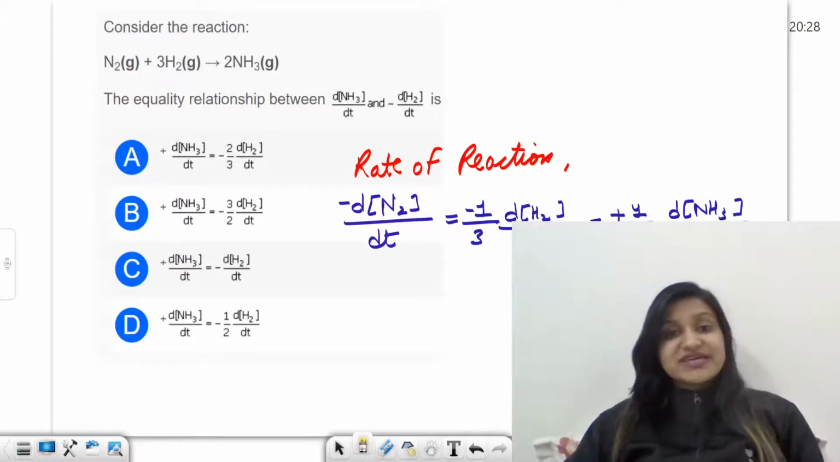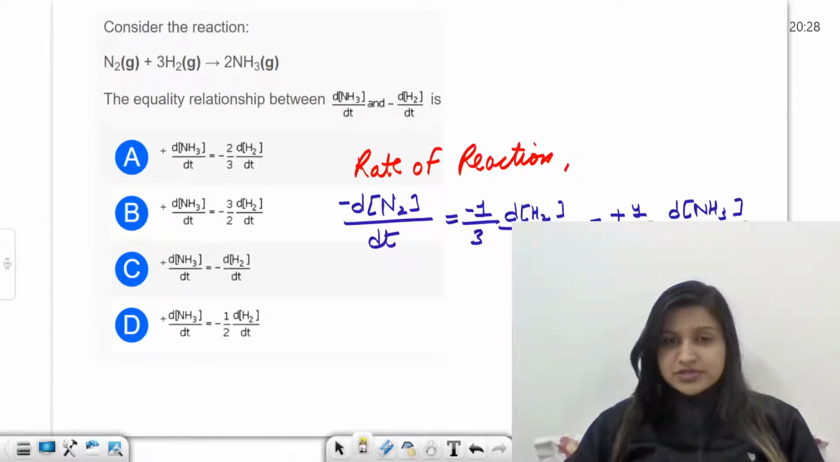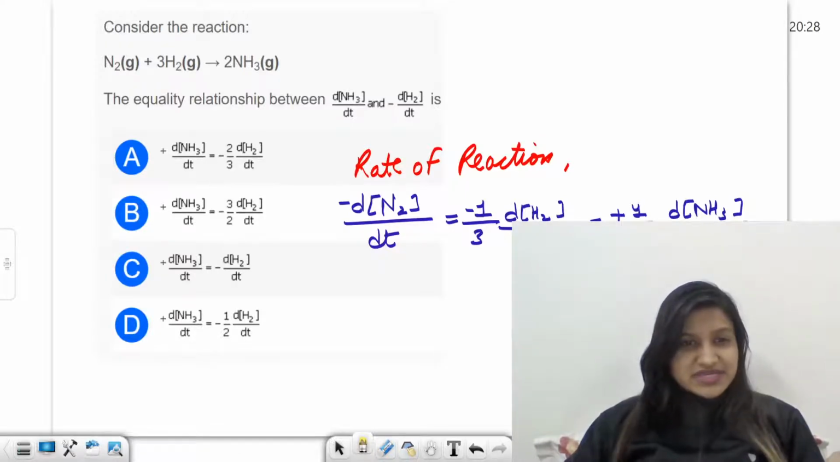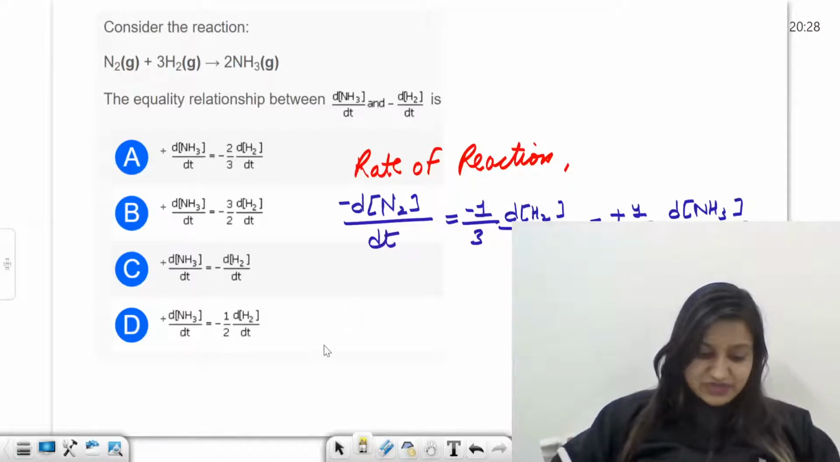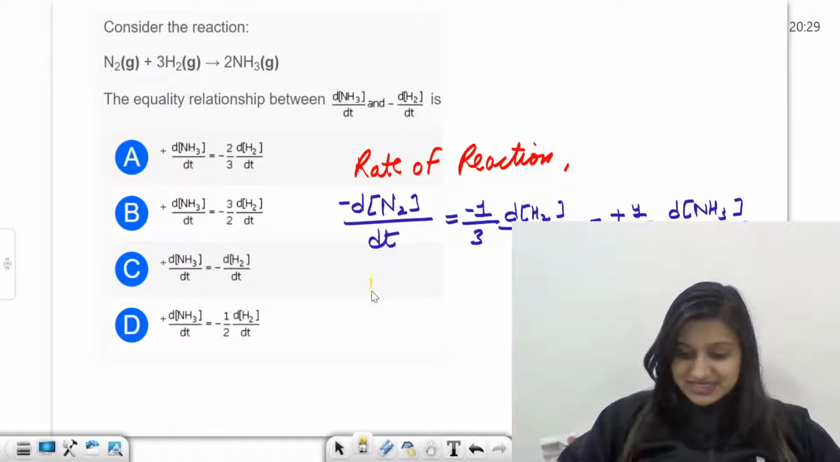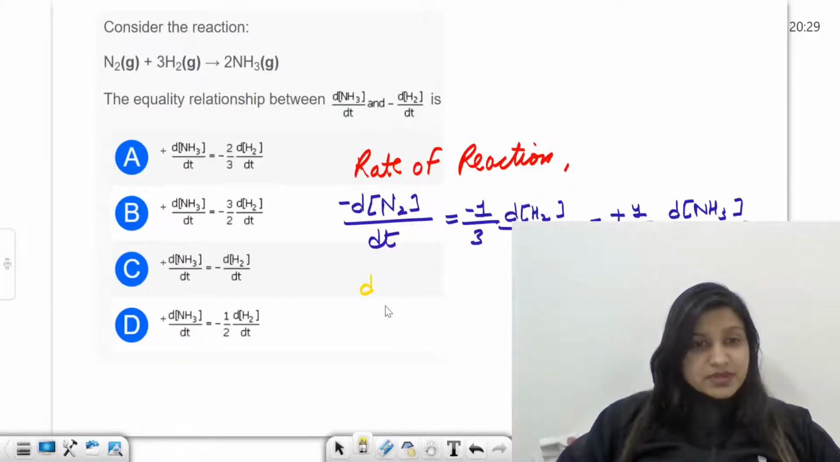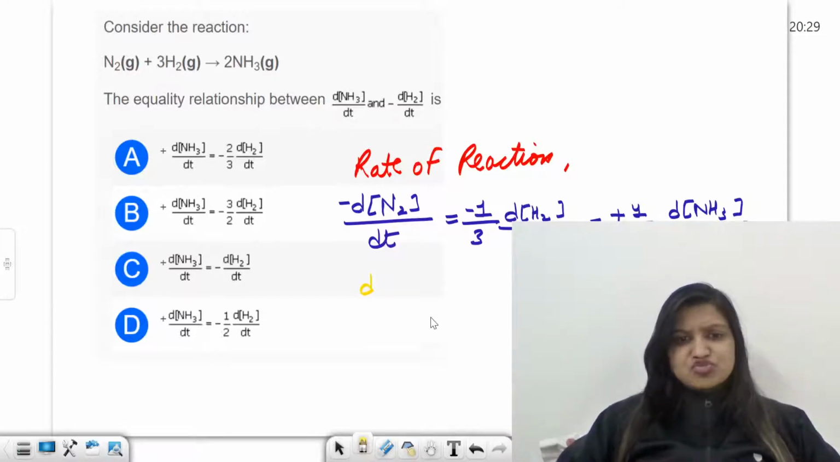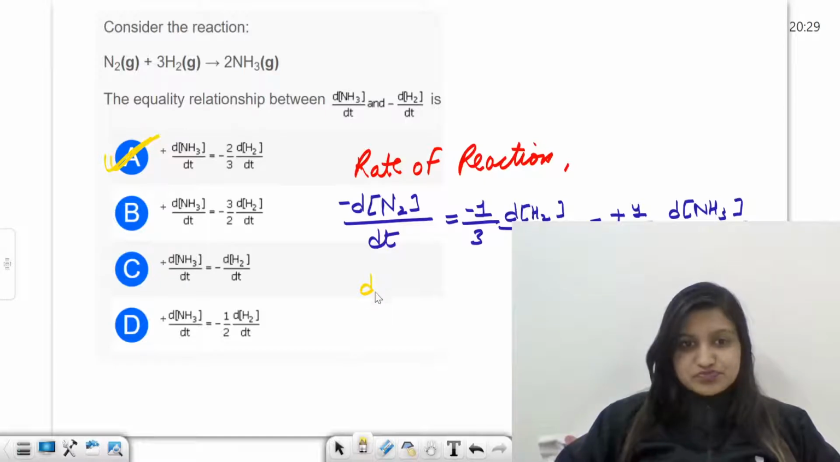Minus 2 by 3 dH2 by dt we can say, right? That's what we can say, no? And dNH3 by dt is what we have to find. So we can say what? By equating the second and third, we can say that it will be simply minus 2 by 3. This is the correct option.